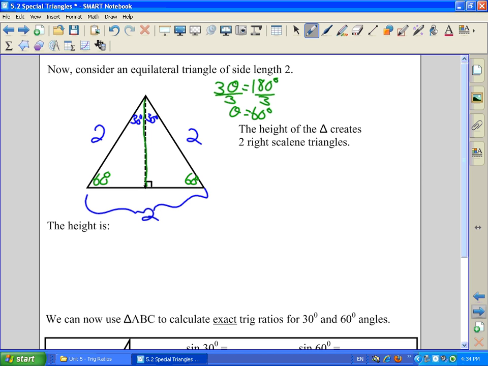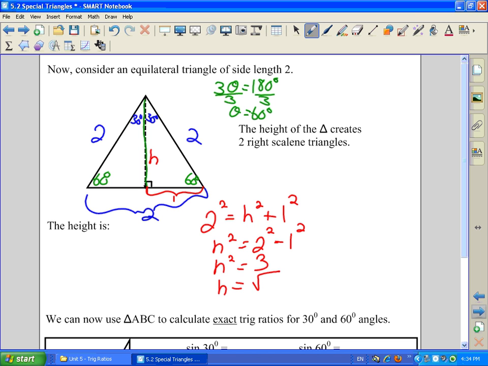Okay? If we are asked to calculate the height, which would be h, we need to take a look with Pythagorean theorem. You would say 2 squared equals h squared plus half of this would be what? 1, right? Plus 1 squared. So to get h by itself, h squared equals 2 squared, subtract 1 squared. So h squared equals 4 subtract 1, which is 3.